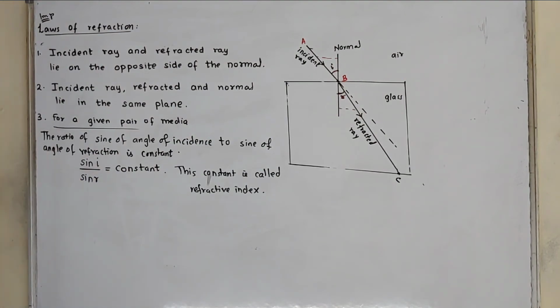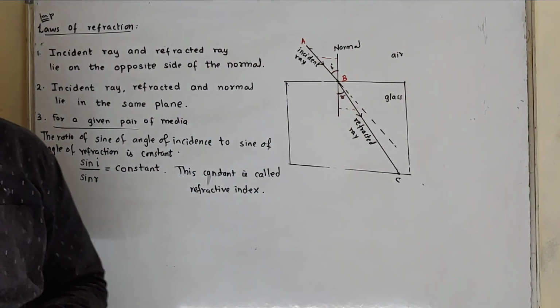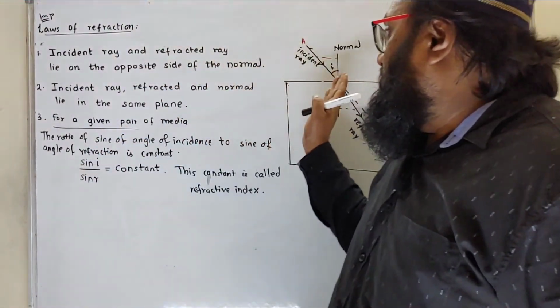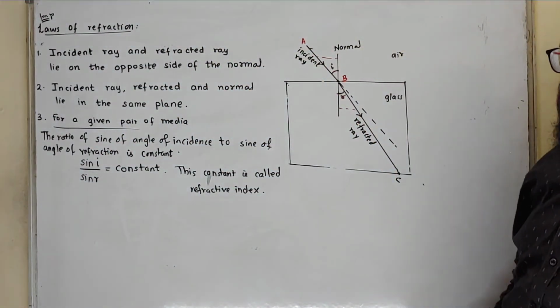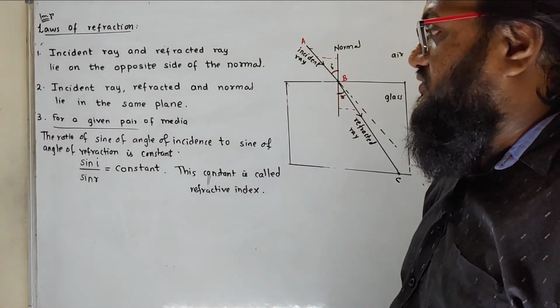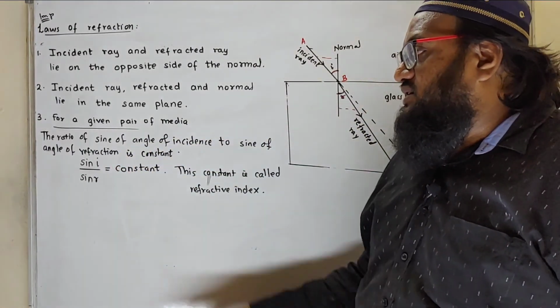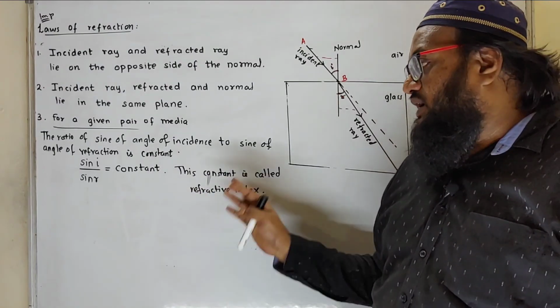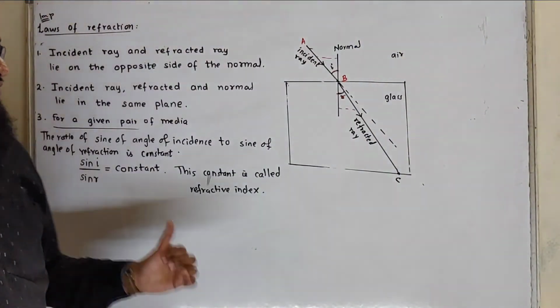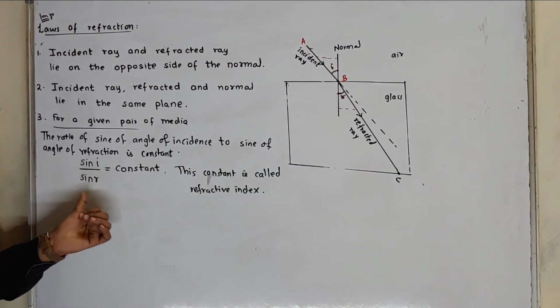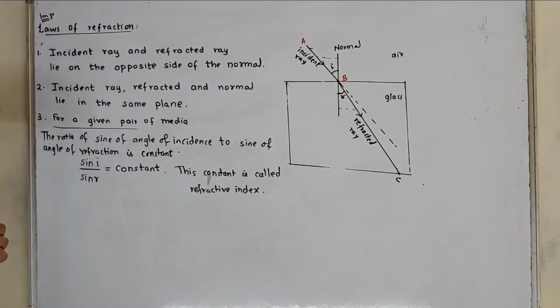So what you need to write down for the laws of refraction: the incident ray and refracted ray lie on the opposite side of the normal. Then the incident ray, refracted ray and normal lie in the same plane. And third, for a given pair of media, sin I upon sin R is constant, and this constant is called the refractive index. This law was put forward by Snell, so it is also called Snell's law. So this was the law of refraction.